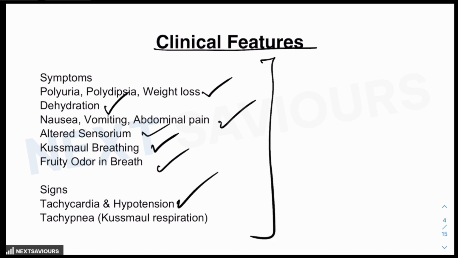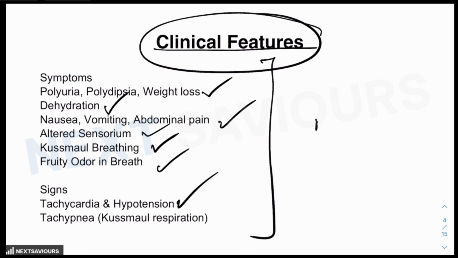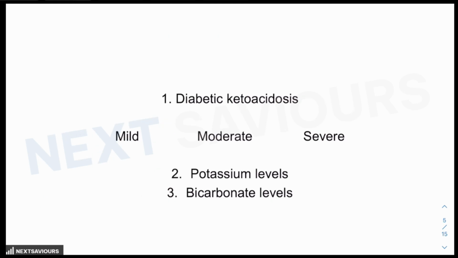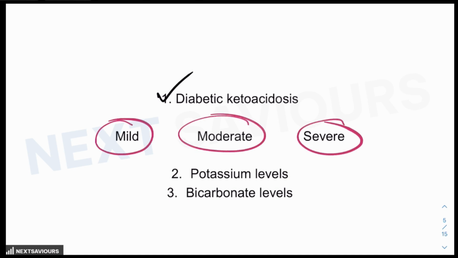Tachycardia and hypotension, which is because of the hypovolemia due to dehydration, is provided. So when you see these clinical features, one thing is for sure: you are dealing with a question of diabetic ketoacidosis. And in the examination hall itself, your immediate goal is to identify the category of diabetic ketoacidosis. That means, is it mild, moderate, or severe? Because it will help you in the management decisions.